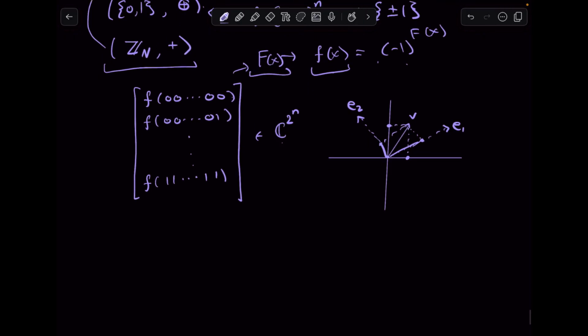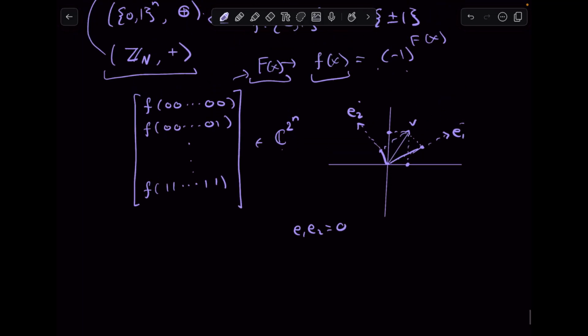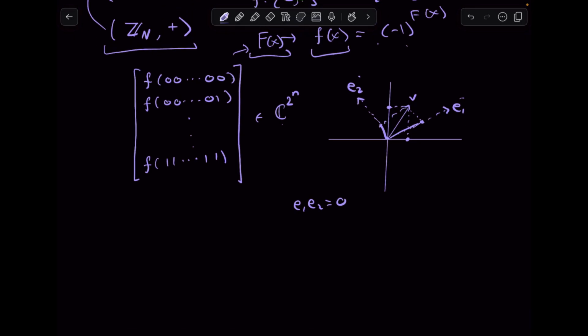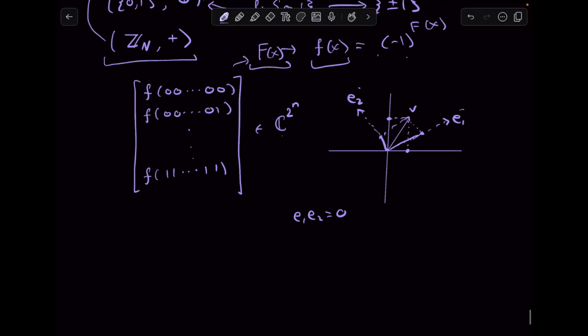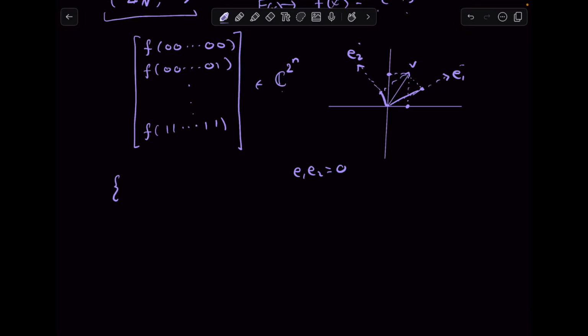And if this is a unitary transformation, then E1 and E2 are orthonormal. So the dot product of the two is 0. And essentially this is exactly what the discrete Fourier transform is doing. But the basis we transform to is going to be particularly interesting in the context of functions. And the basis elements, we're going to denote them by the capital Greek letter chi. And each of them is indexed by some bit string.